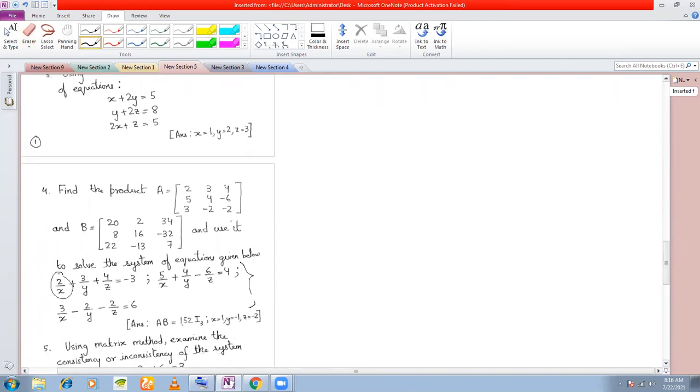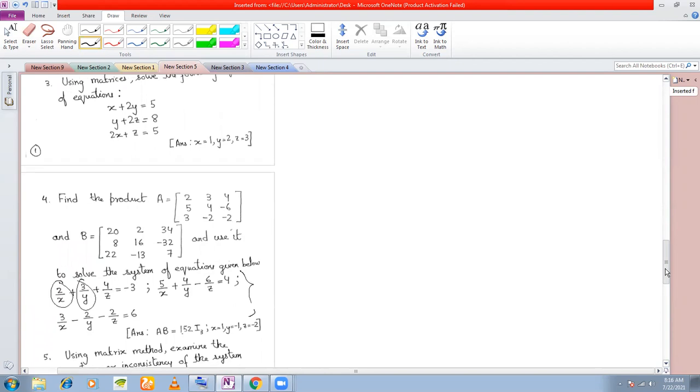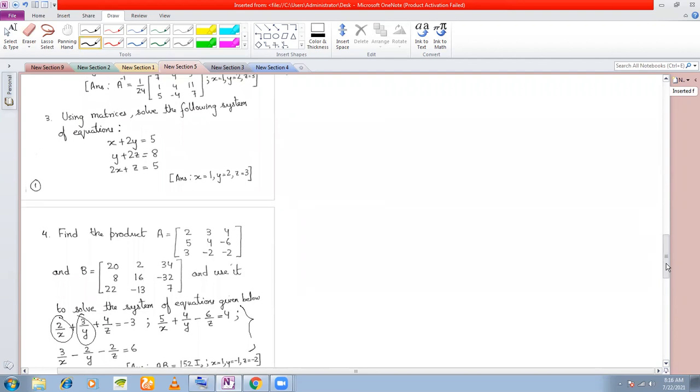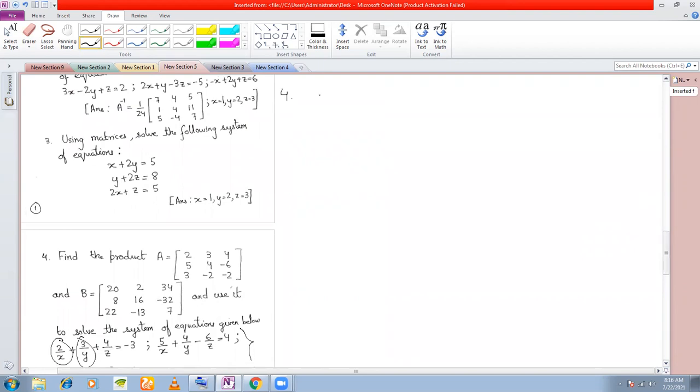And the system, 3 systems are given here. What does the system look like? 2 by x, 3 by y, plus 4 by z. And your second equation 5 by x, 4 by y, minus 6 by z. Third equation 3 by x, minus 2 by y, minus 2 by z is equal to 6. These are the three equations here. Okay. So first let us find out the product AB.